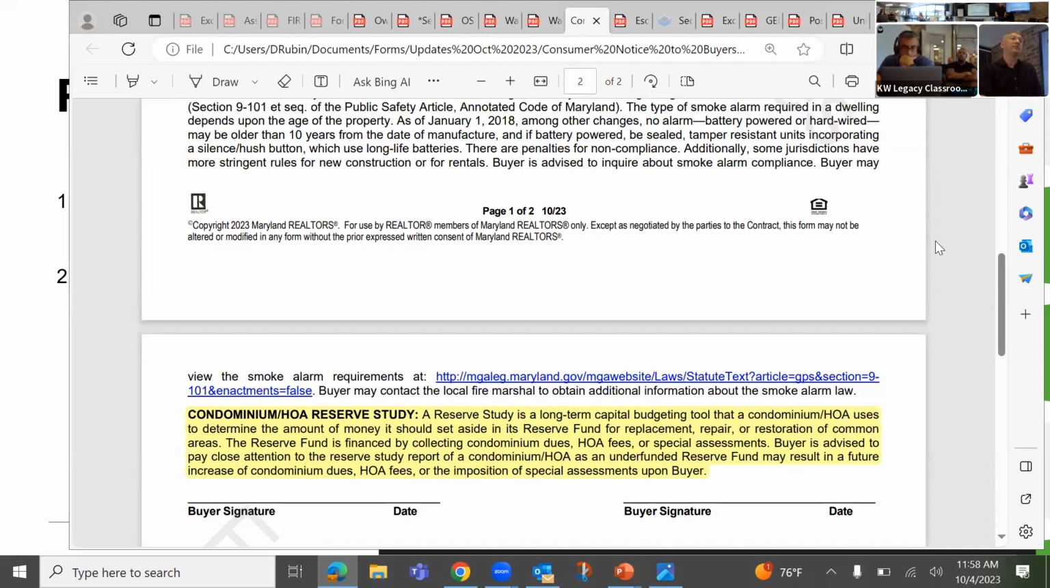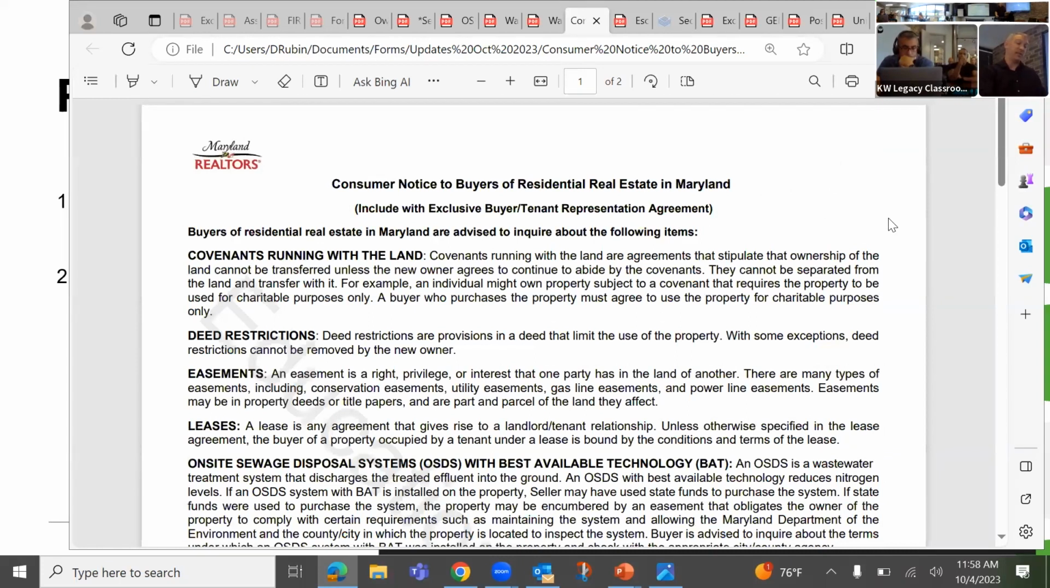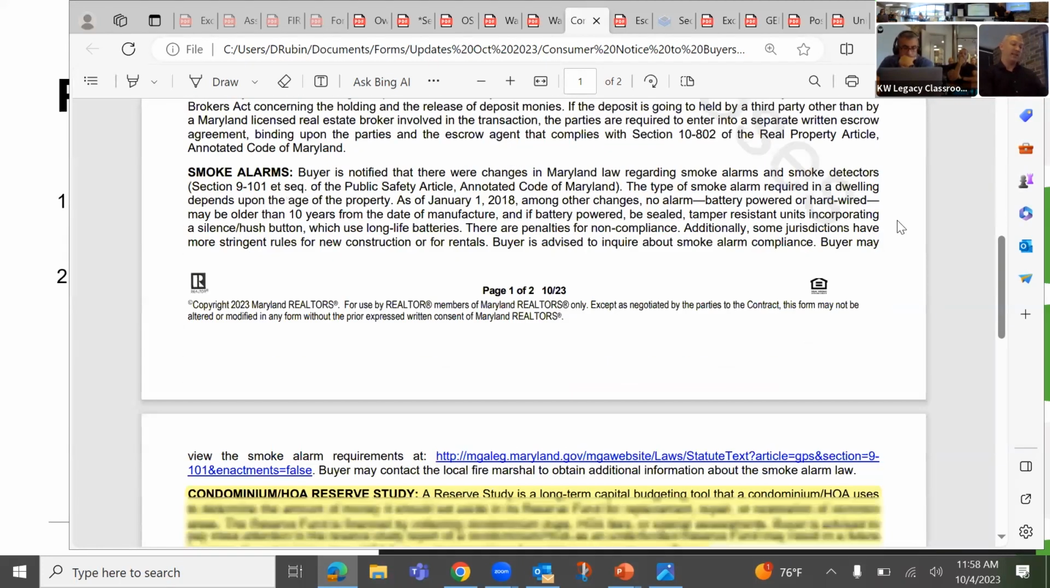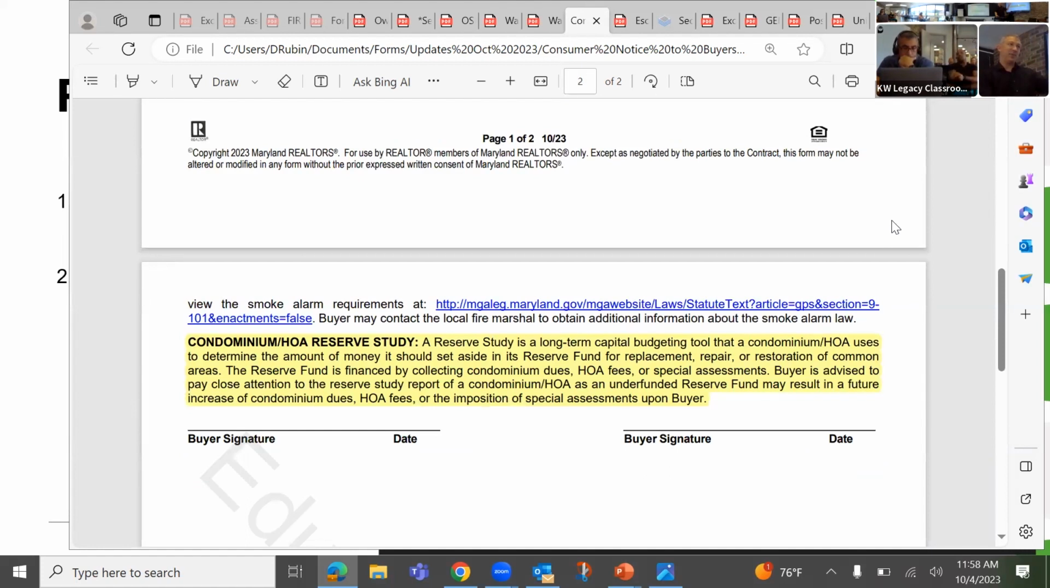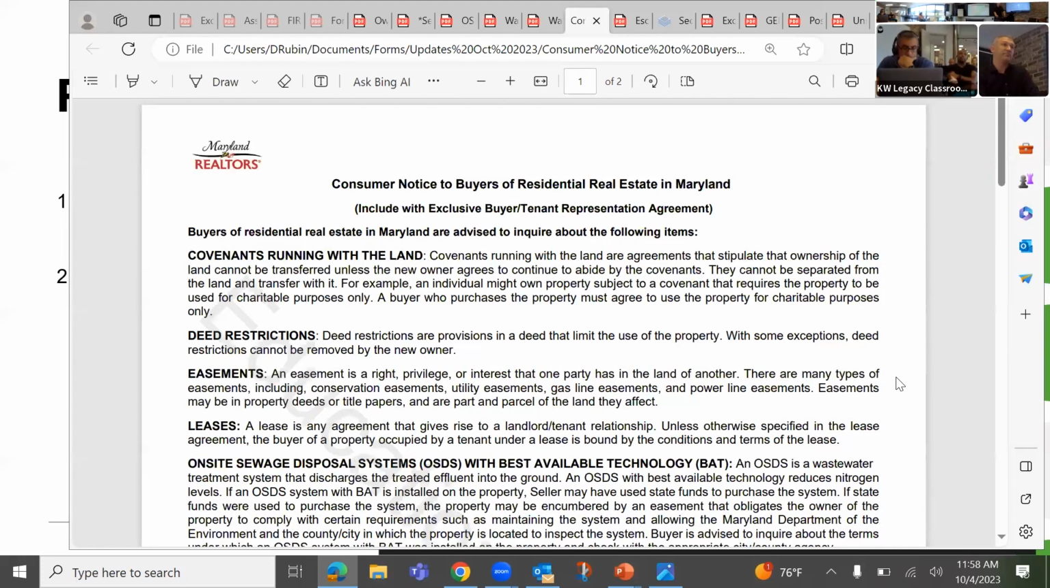So this is the consumer notice to buyers and sellers, but they just added a paragraph to say there's some messed up stuff going on with condos and HOAs. So all they did was add something to this notice. It's not a new addendum, just updated. Just updated this one. Yeah.